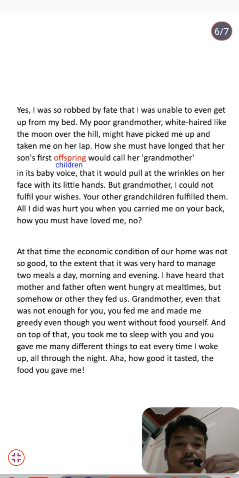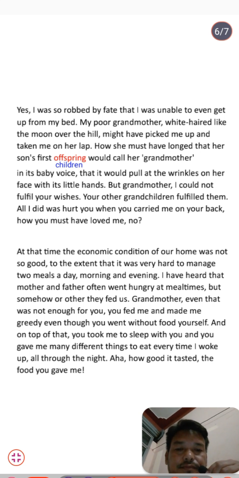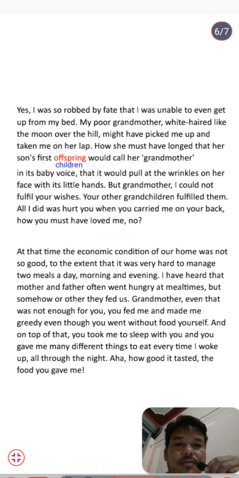All I did was hurt you when you carried me on your back. How you must have loved me. Yes, in this child's voice, all I did was harm you when you carried me on your back, and you probably cheered me. So this is all she expresses in this paragraph, students, about the grandmother.